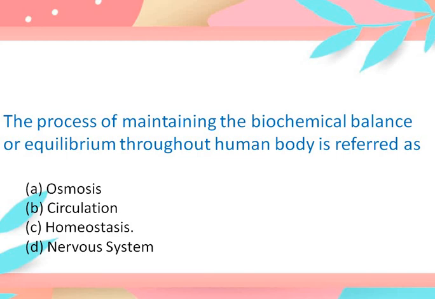The process of maintaining the biochemical balance or equilibrium throughout the human body is referred to as homeostasis, circulation, nervous system. The correct answer is C. Homeostasis. The process of maintaining biochemical balance or equilibrium throughout the human body is called homeostasis.